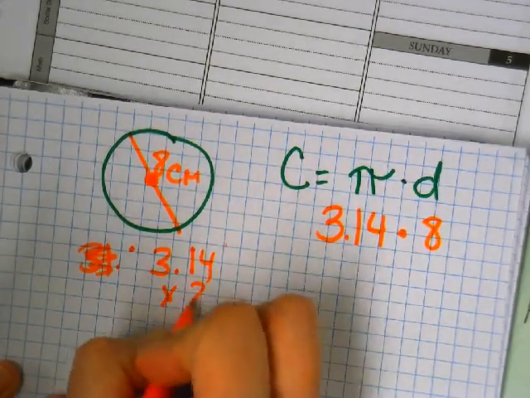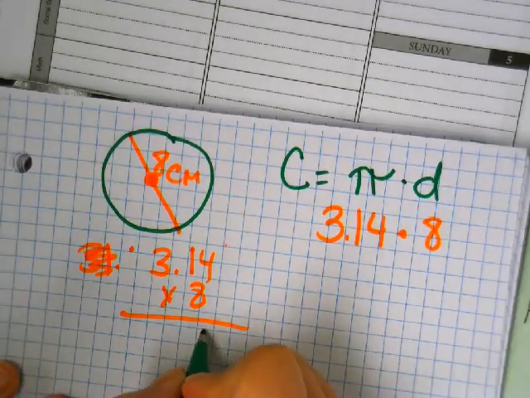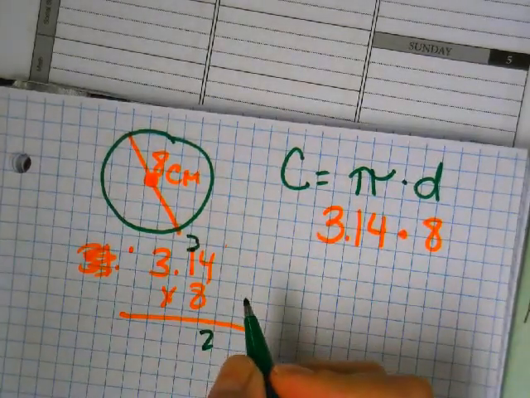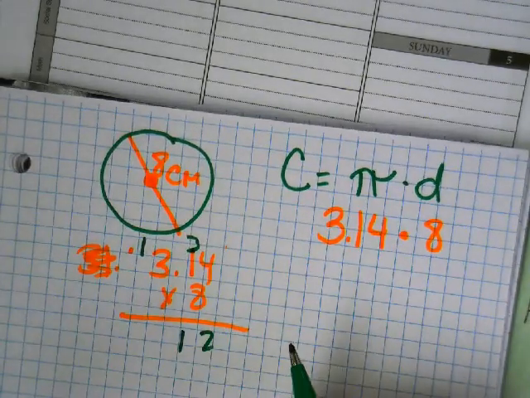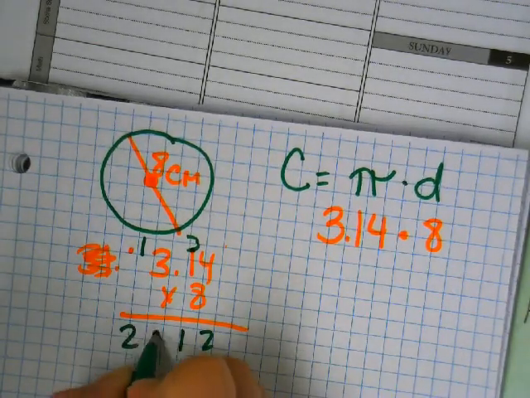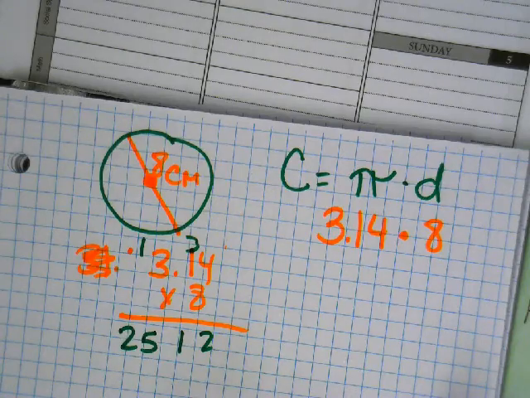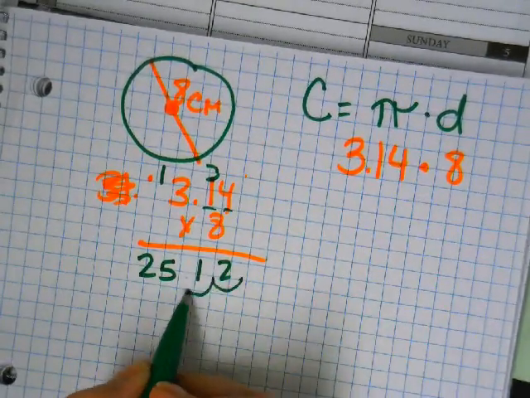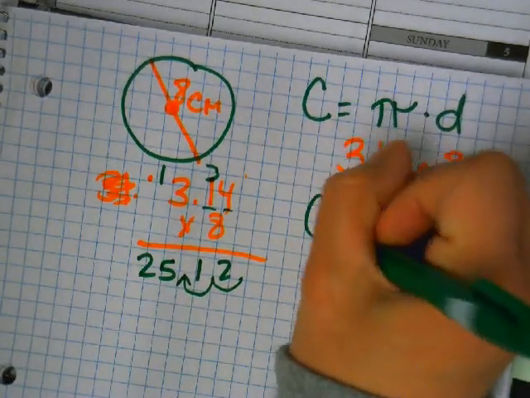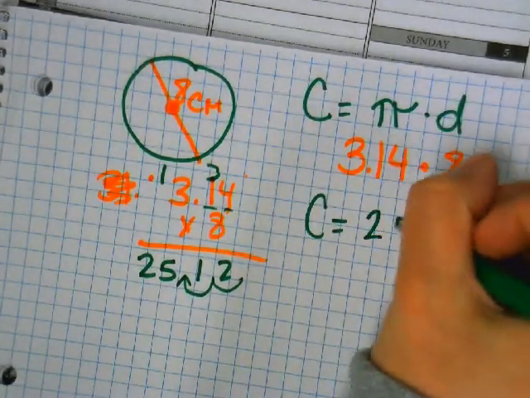3.14 times 8. 8 times 4 is 32. Carry the 3. 8 times 1 is 8 plus 3, 11. Carry the 1. 8 times 3 is 24 plus 1 is 25. How many times do I move my decimal? Twice. There are 2 numbers after the decimal, so twice. So my circumference is equal to 25.12.